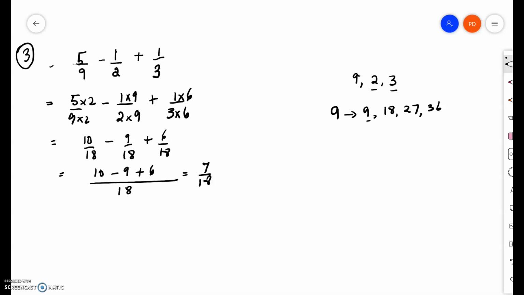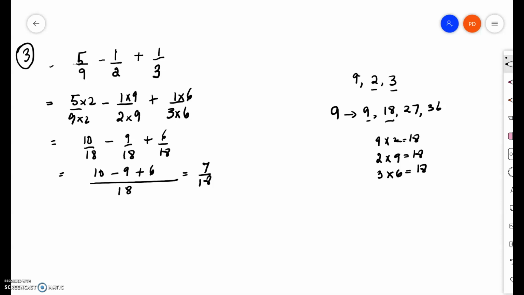Let's look at 9. 9 is not a multiple of 2. You can't go 2 times something is 9. Although 3 times 3 is 9. 9 is a multiple of 3, but not a multiple of 2. Let's look at the next number, 18. 18 is a multiple of 9 because 9 times 2 is 18. It's also a multiple of 2, so 2 times 9 equals 18. And it's also a multiple of 3. 3 times 6 is equal to 18.